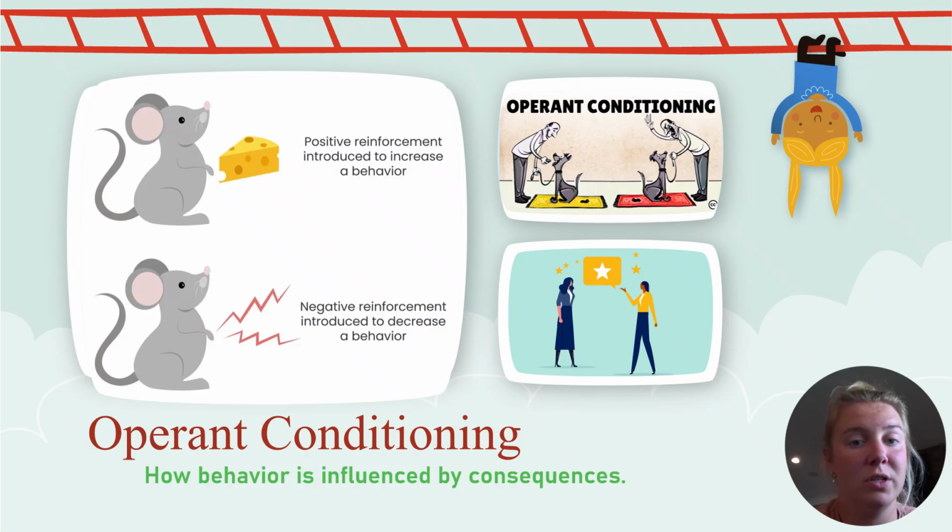Now that we've looked into classical conditioning, let's switch over to the different type, which is called operant conditioning. Instead of focusing on associations between stimuli, operant conditioning focuses on how behavior is influenced by consequences. This theory was developed by B.F. Skinner, and the main idea of operant conditioning is that behaviors followed by positive outcomes are more likely to be repeated, while behaviors followed by negative outcomes are less likely to be repeated.